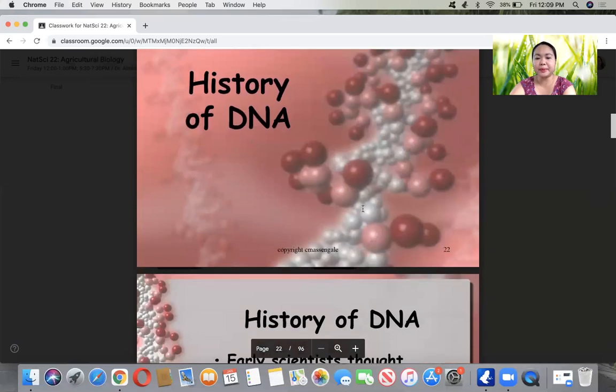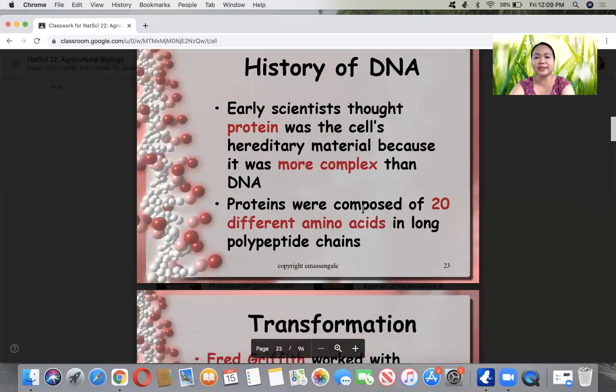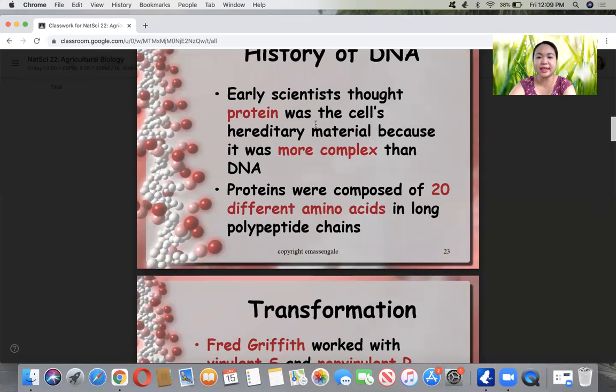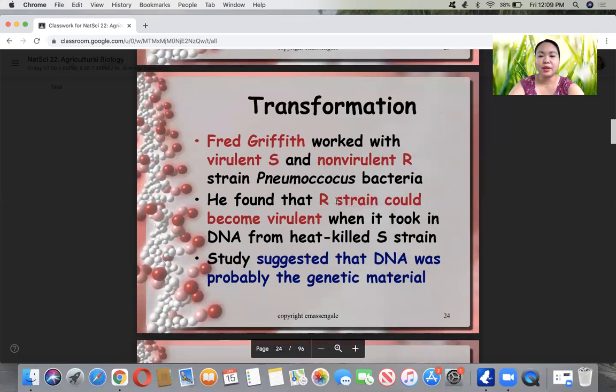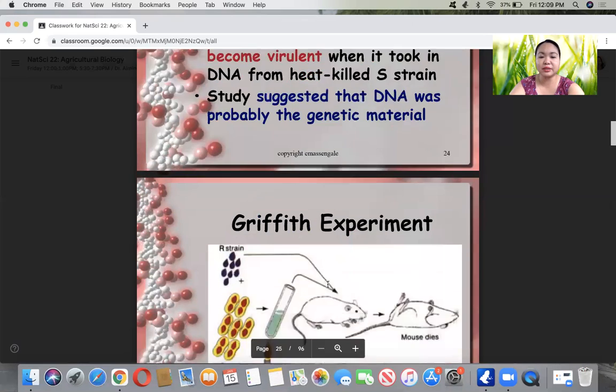So how does DNA replicate? Let's begin with the history. Early scientists thought that protein was the cell's hereditary material because it was more complex than DNA, and proteins were composed of 20 different amino acids in long polypeptide chains. Fred Griffith worked with virulent S and non-virulent R strains in pneumococcus bacteria, and he found out that the R strain could become virulent when it took in DNA from a heat-killed S strain. The study suggested that DNA was probably the genetic material.